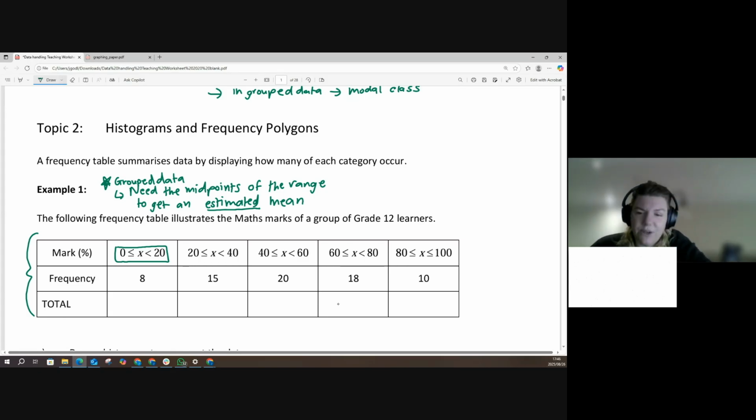What would be our midpoint between 0 and 20? Good. And 20 and 40. There we go. 40 and 60. And 60 and 70. Oh, I've said it already. And then we've got 90.